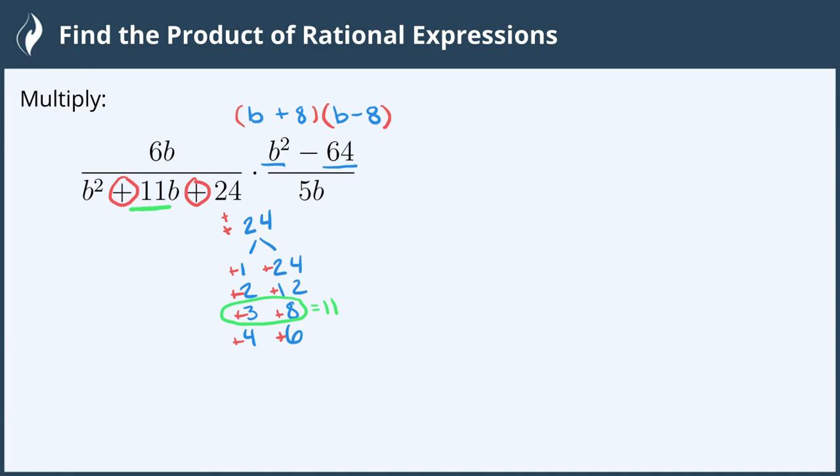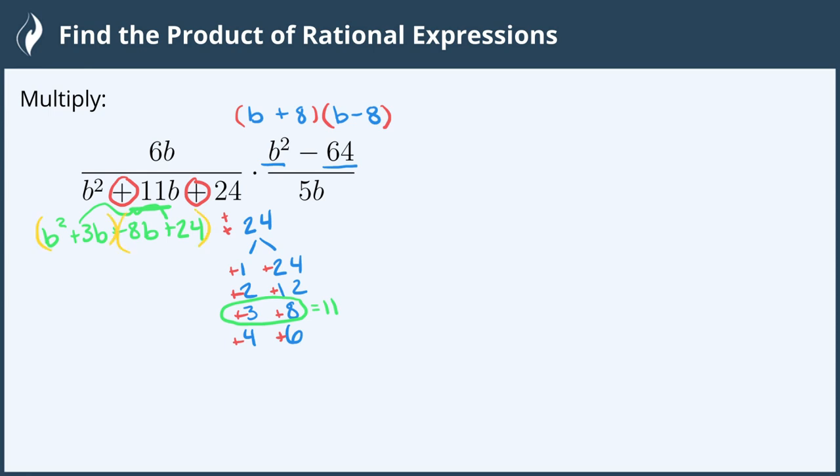This means that I can replace the middle term with plus 3b and plus 8b. So we can rewrite this as b squared plus 3b plus 8b, and then finish it with the final c, which is 24, where we've replaced 11b with the two terms that we found that add together to make our middle term. Now let's factor by grouping because we have four terms.